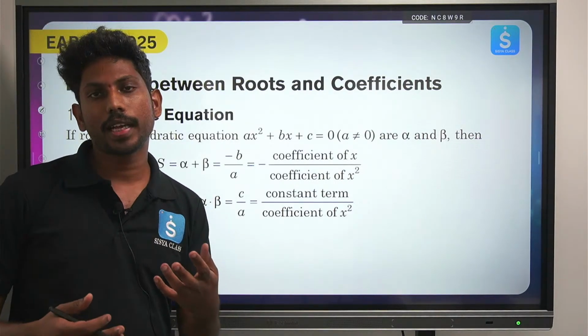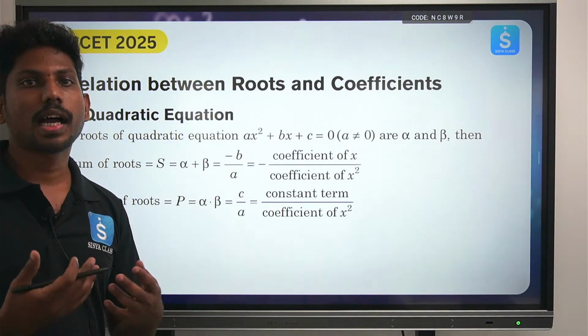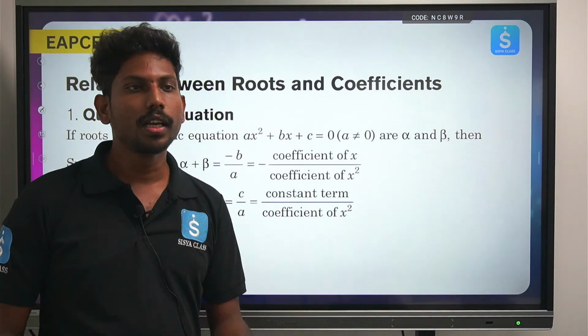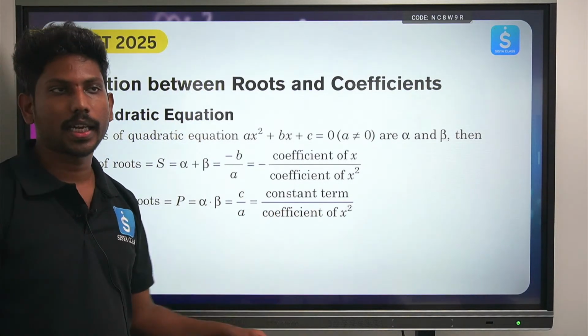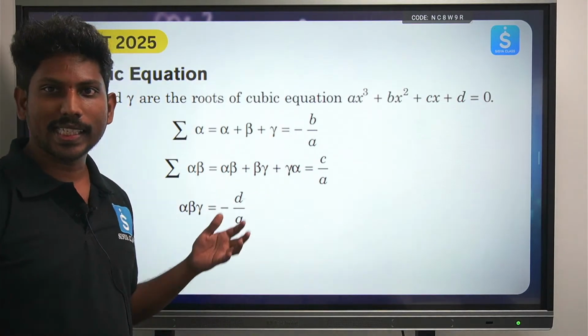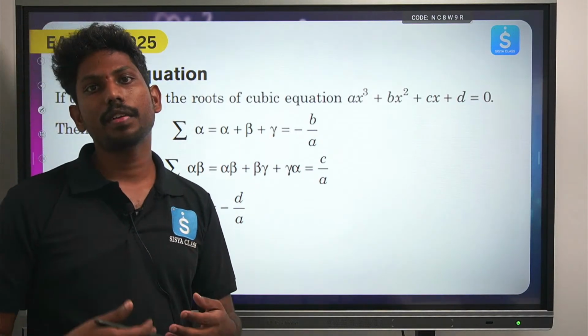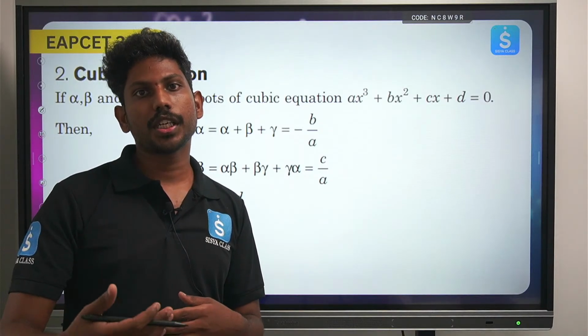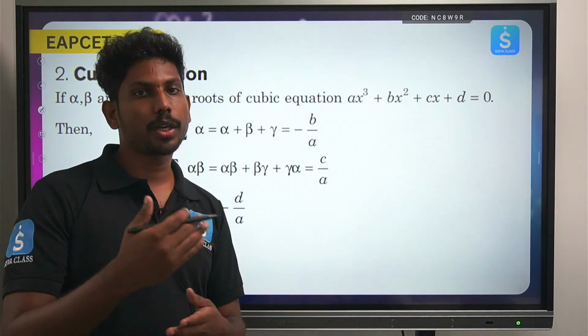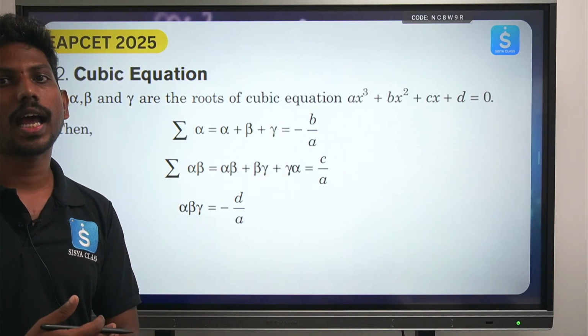We also have established this relation: the sum of roots equals minus the coefficient of x by the coefficient of x square, and the product of roots equals the constant term by the coefficient of x square. And now we can extend this sort of relation even when we are dealing with a cubic equation, a biquadratic equation, or any fifth degree polynomial, the relation between the coefficients as well as the roots.